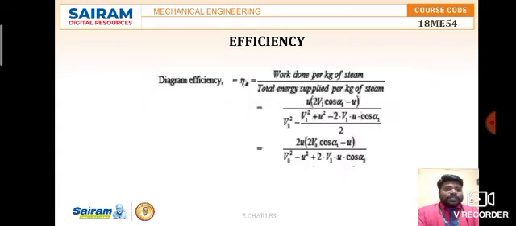Next, diagram efficiency or blade efficiency is equal to the work done per kg of steam divided by the total energy supplied per kg of steam. Already we have found the work done, that is U into (2V1 cos alpha 1 minus U), divided by the total energy supplied, which we already saw: (V1 square minus V1 square plus U square minus 2 V1 U cos alpha 1) divided by 2. If you simplify, you will get 2U into (2V1 cos alpha 1 minus U) divided by (V1 square minus U square plus 2 V1 U cos alpha 1).